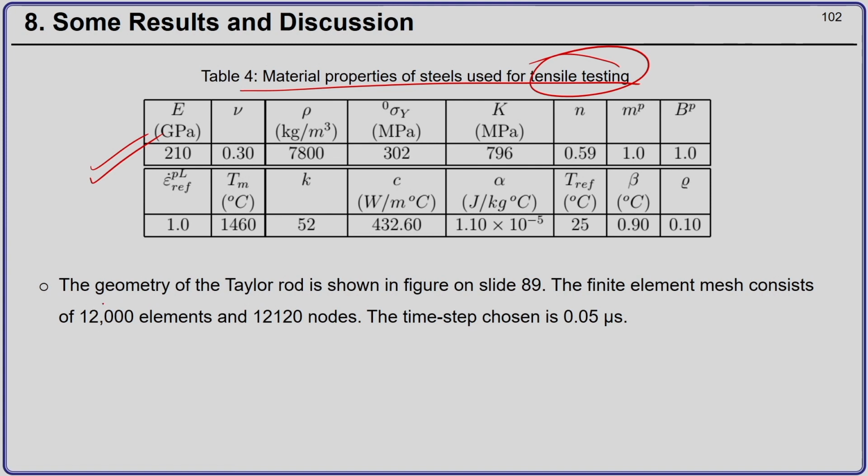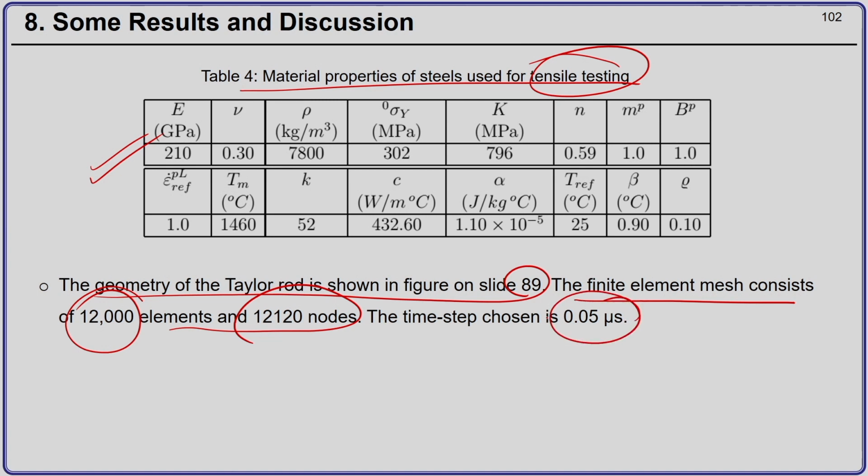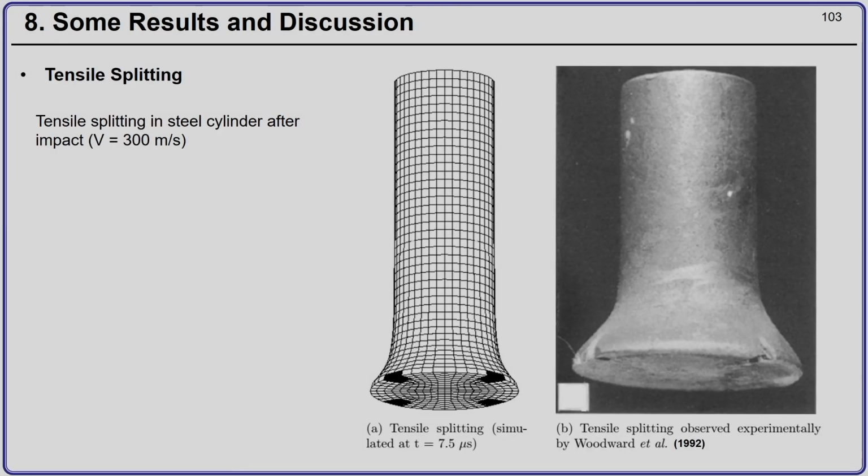And then this geometry of the Taylor rod is shown in slide 89, and the finite element mesh consists of 12,000 elements and 12,120 nodes, and the time step that we have chosen is 0.05 microsecond. So, this is a very high impact velocity problem, therefore, we choose a very small time step. So, there are two kinds of failures that are observed in the Taylor impact test.